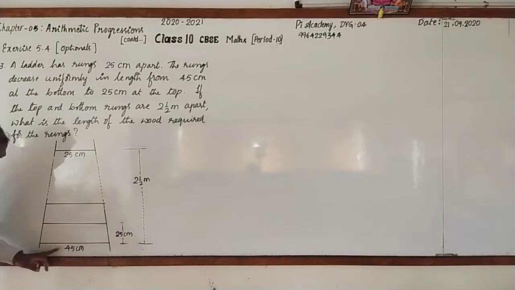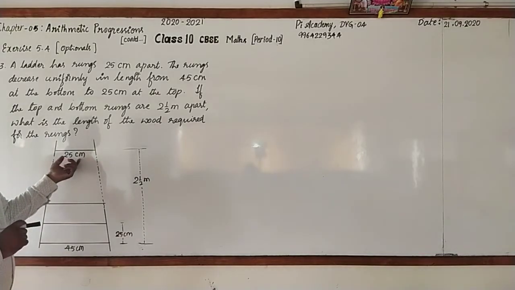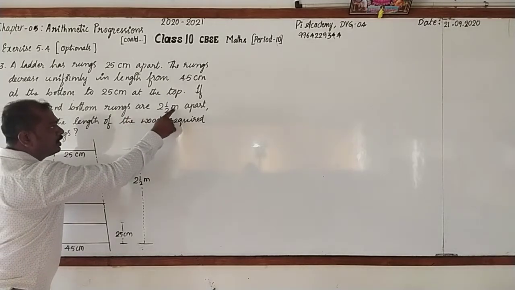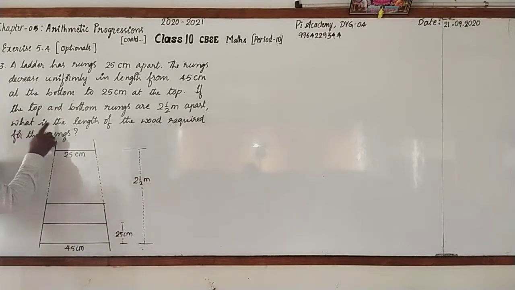Look here. See, this is the first rung, which is at the bottom, and its length is 45 centimeter. Then as we move up, the length of the rungs will go on decreasing uniformly. Then at the top there is another rung. Its length is 25 centimeter. Observe, if the top and bottom rungs are 2.5 meter apart, from here to here, 2.5 meter, then what is the length of the wood required for the rungs, right? Hope that you have understood.